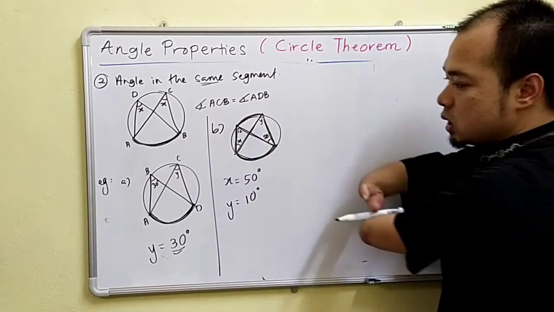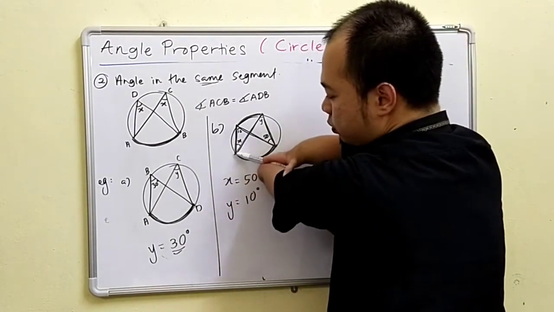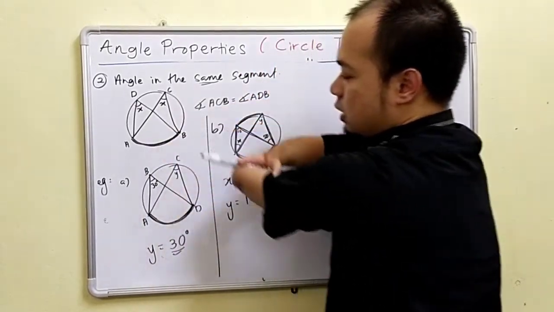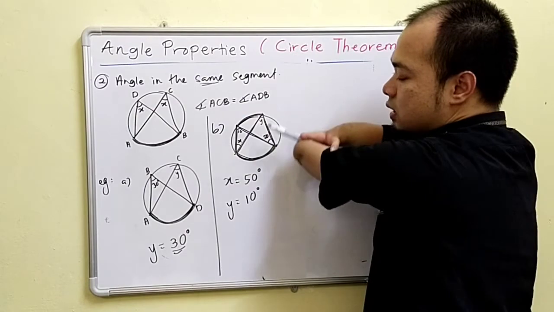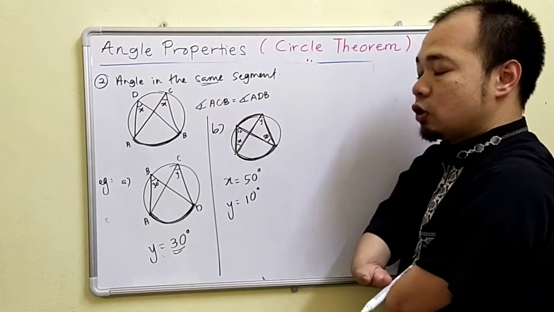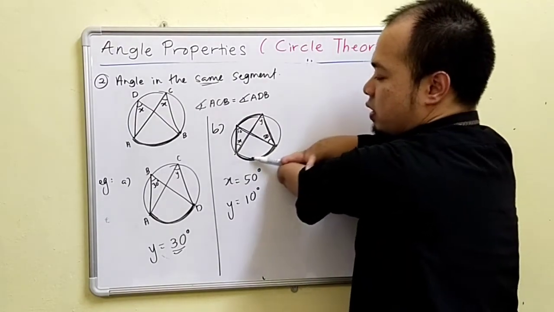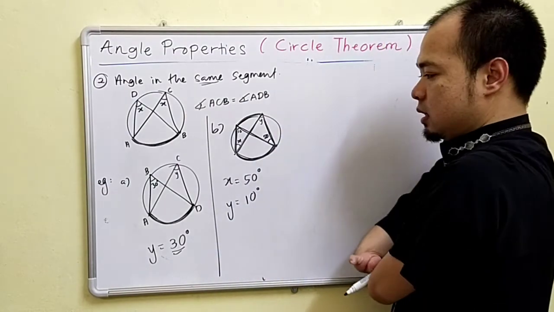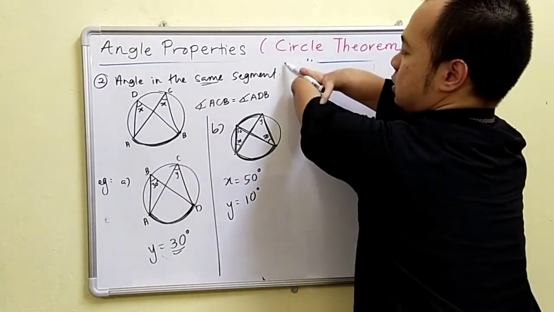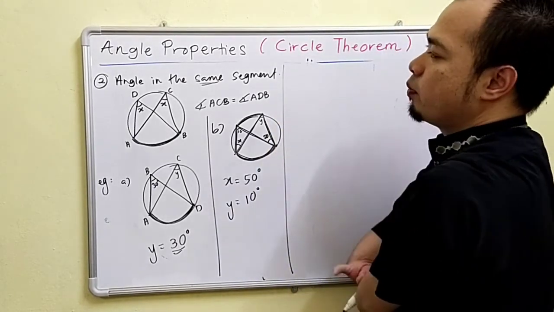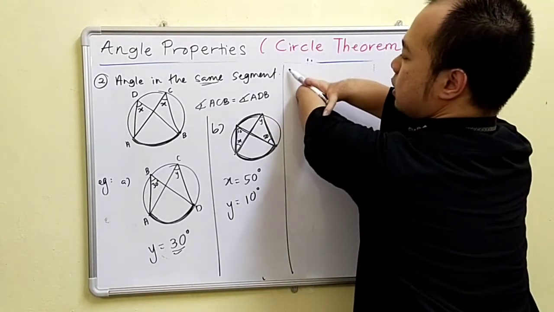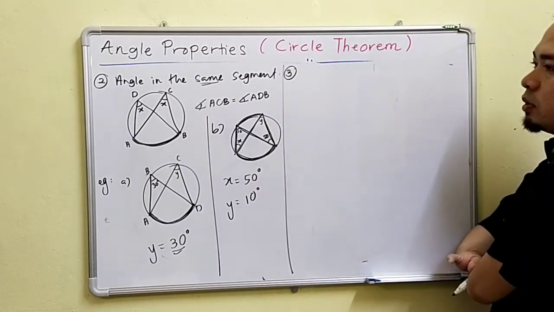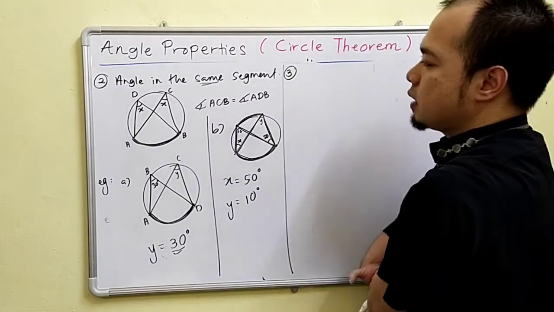With the condition, you must remember all points over here, A, B, C, D, they must be concyclic points. What is concyclic points? The points that lie on the circumference. Okay, so this is properties number 2. Let's have a look at properties number 3. Okay, properties number 3, angle in the same segment, done.